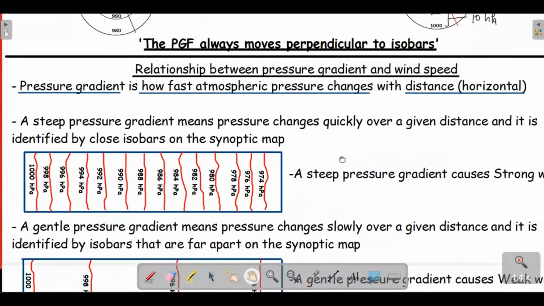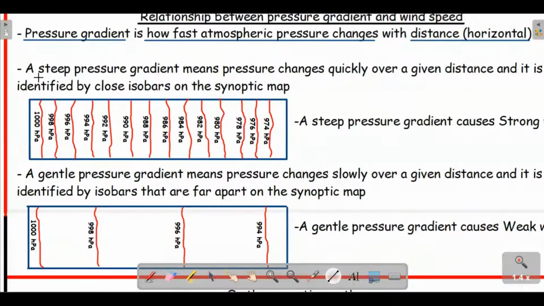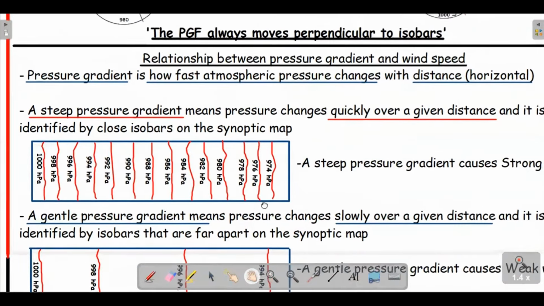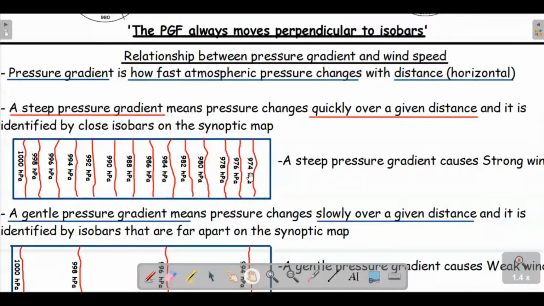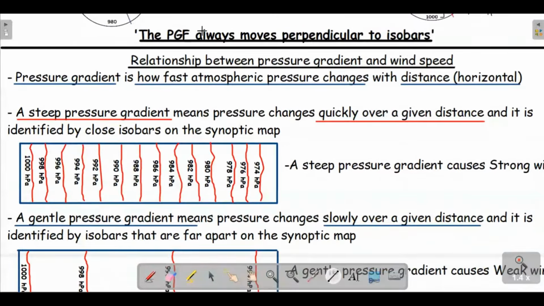All right. So we say that you have a steep pressure gradient when it is changing too much, like very fast, changes quickly over a given distance or over a short distance, right? And we say that it is a gentle pressure gradient when it changes slowly. Okay, when it changes fast, we say that pressure gradient is steep. It is a steep pressure gradient. And how do you see that on the map? You identify that by looking at the proximity of individual isobars. How close are they? If the isobars on the synoptic weather map are very close, then you have a steep pressure gradient there, right?